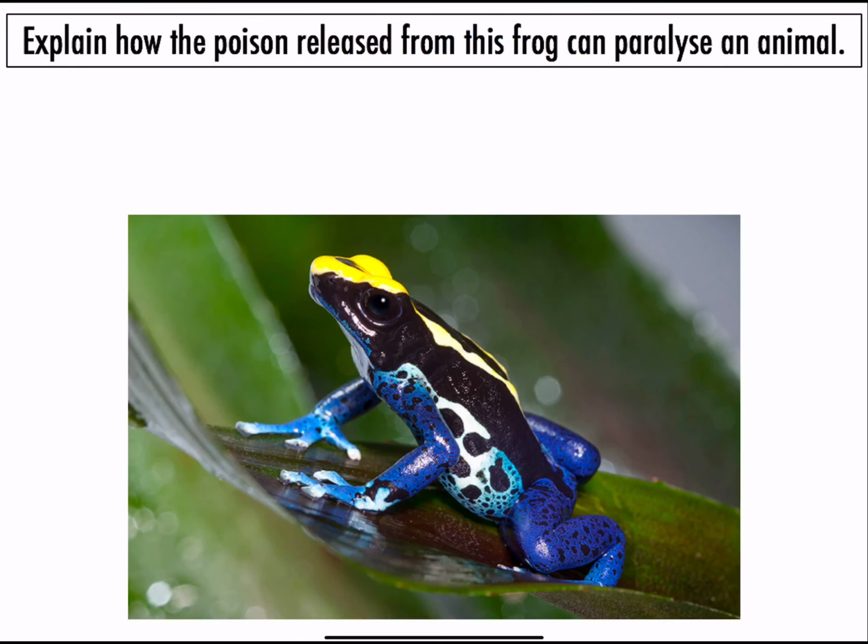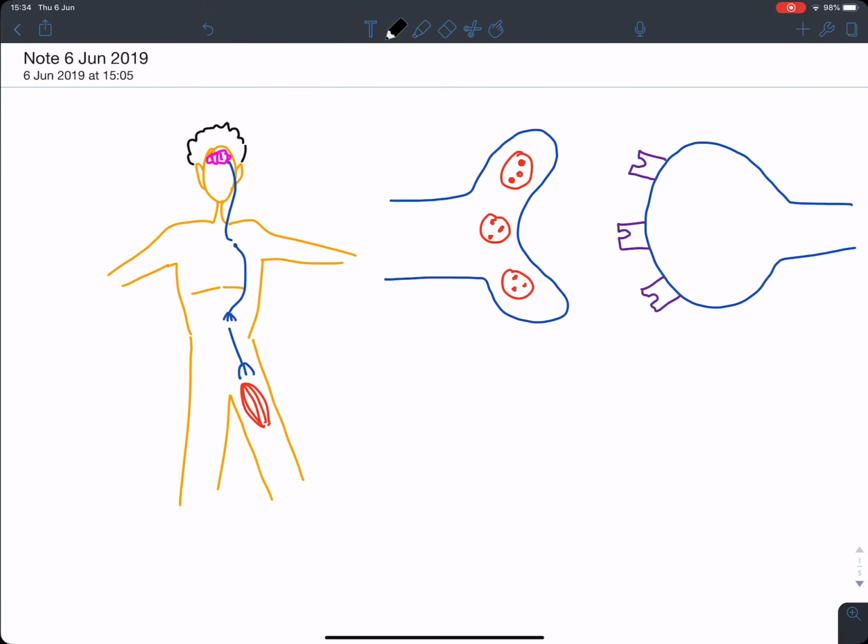Now, this is quite interesting. Some animals have poisons, and if they inject you with that poison, it can actually paralyze you. So it can prevent your muscles from working. They might actually ask you to apply your knowledge and explain that using neurons. So let's have a look at this scenario.